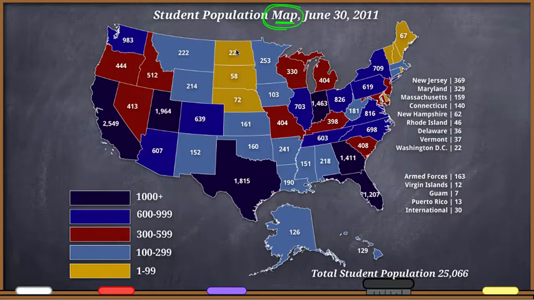This is the student population of a school. Where does a school's students come from? And so they don't need the word map here. Everybody can see that this is a map. So student population June 30th, 2011 would have been just fine. So let's get rid of the word map here.